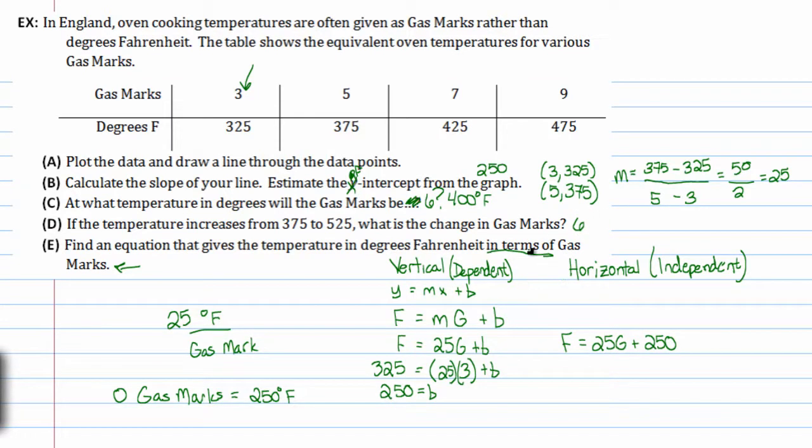And finally, find an equation that gives temperature in degrees Fahrenheit in terms of gas marks. And we actually have done that. That was the first thing I did. I like to find equations first. And you could ask a lot of questions, by the way. If the Fahrenheit is 300 degrees, what are the gas marks? That type of thing.